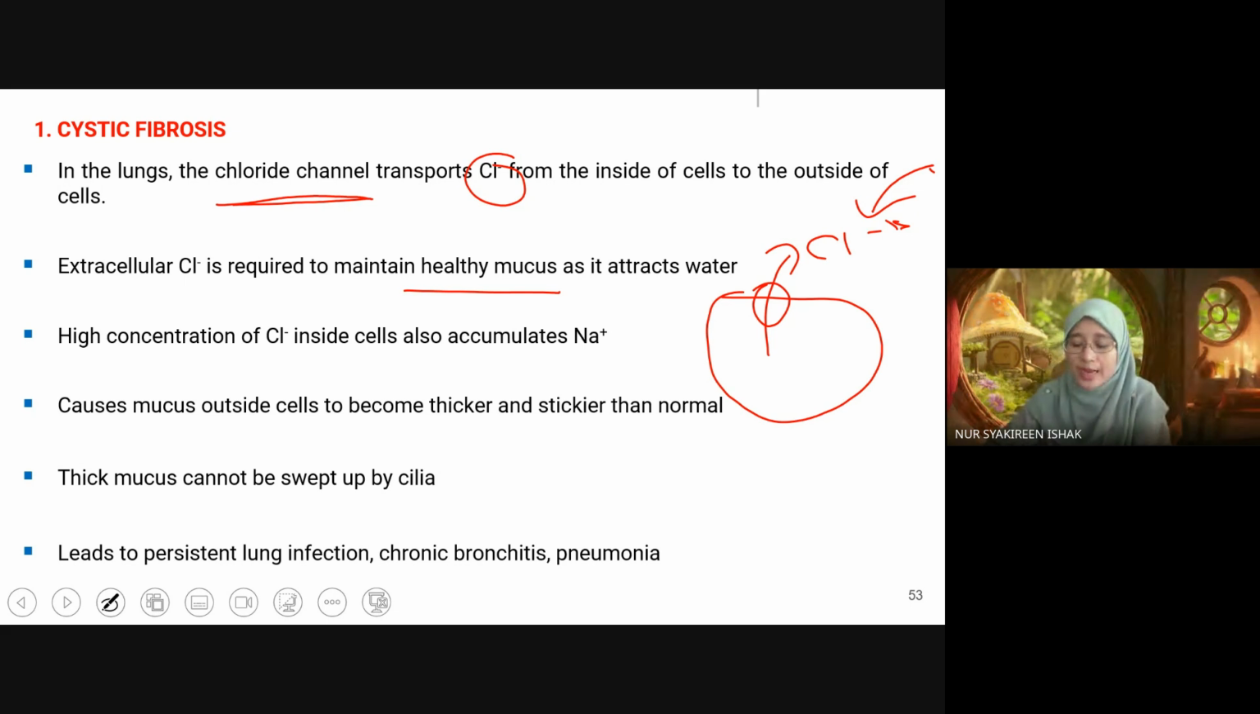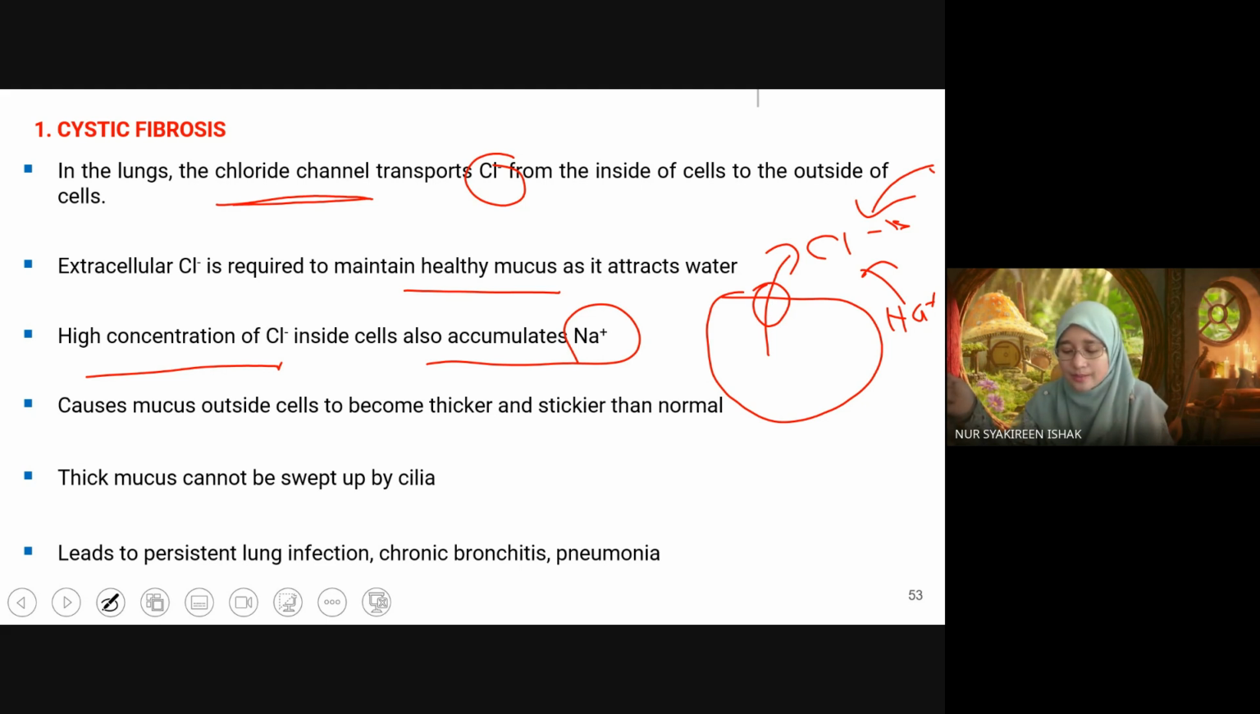Okay, so a high concentration of chloride ion inside cells also accumulates sodium ions. High chloride ion also attracts sodium ions, causing sodium ion to accumulate. This causes mucus outside cells to become thicker and stickier than normal. Thick mucus cannot be swept away by the cilia, which leads to persistent lung infection, chronic bronchitis, and pneumonia.